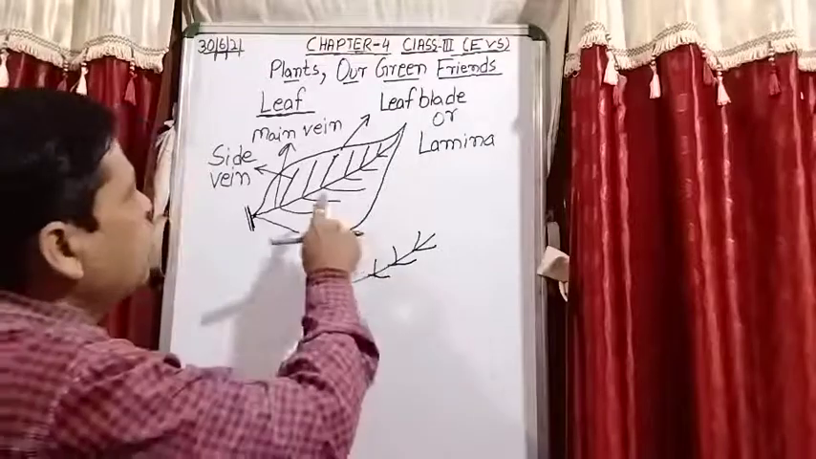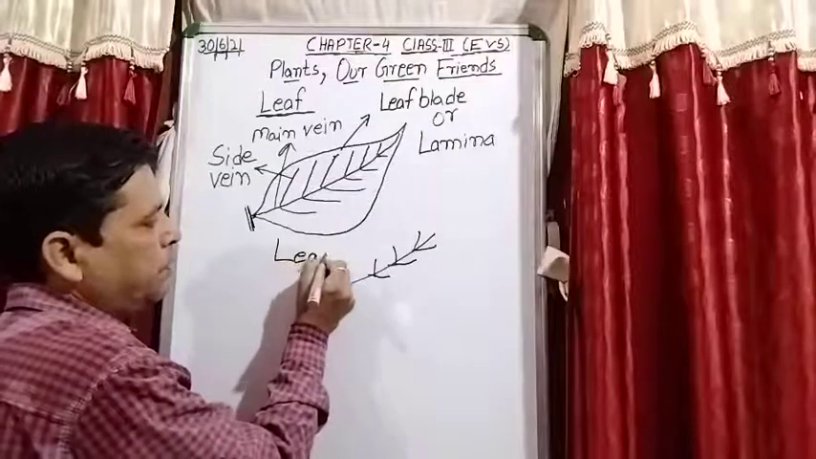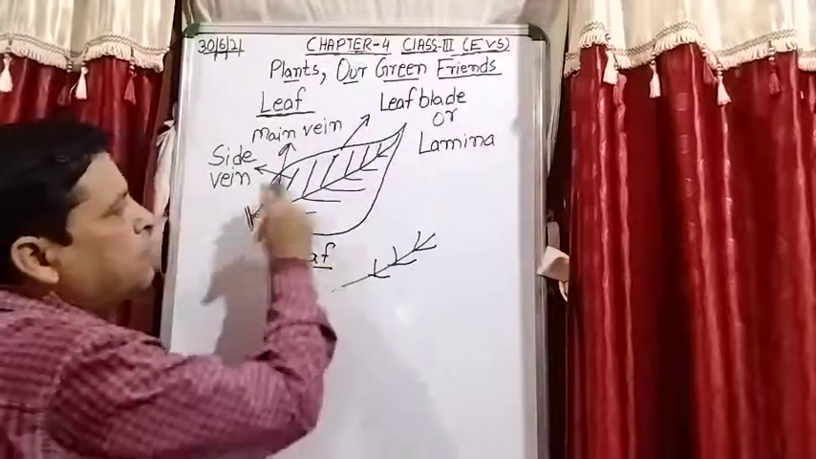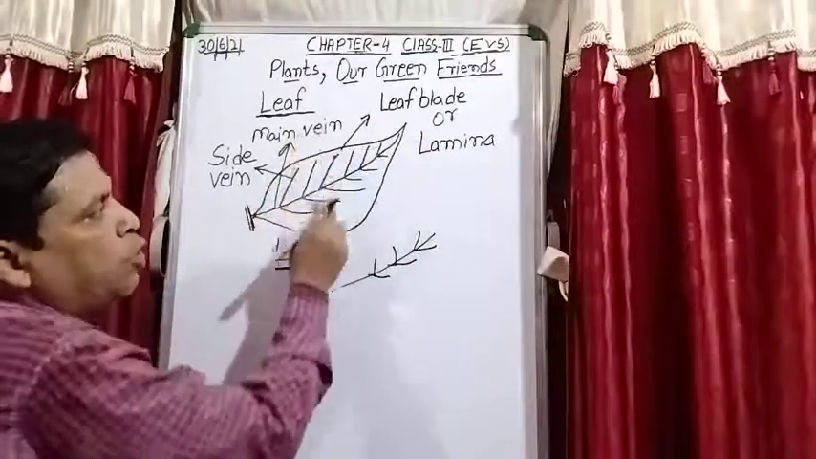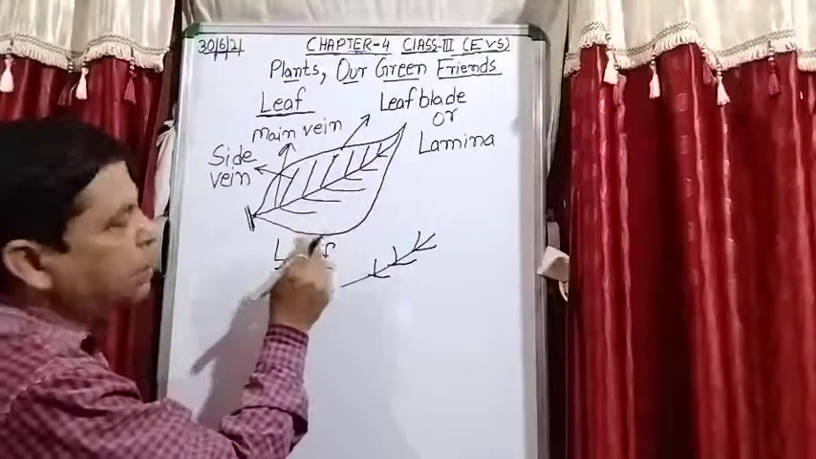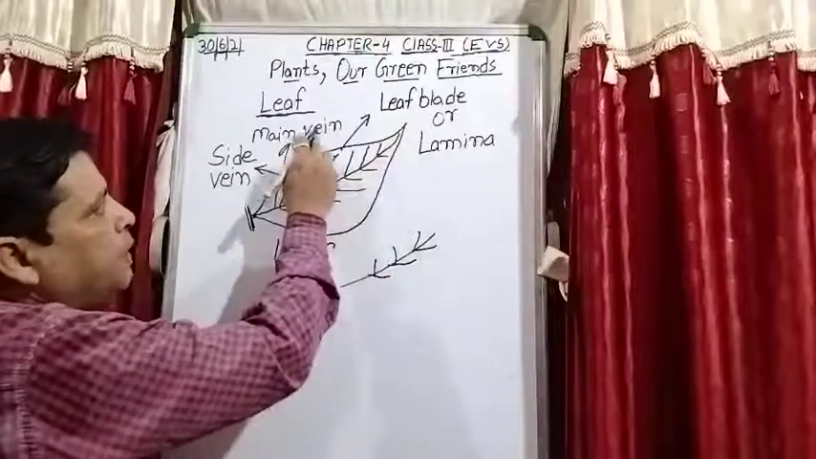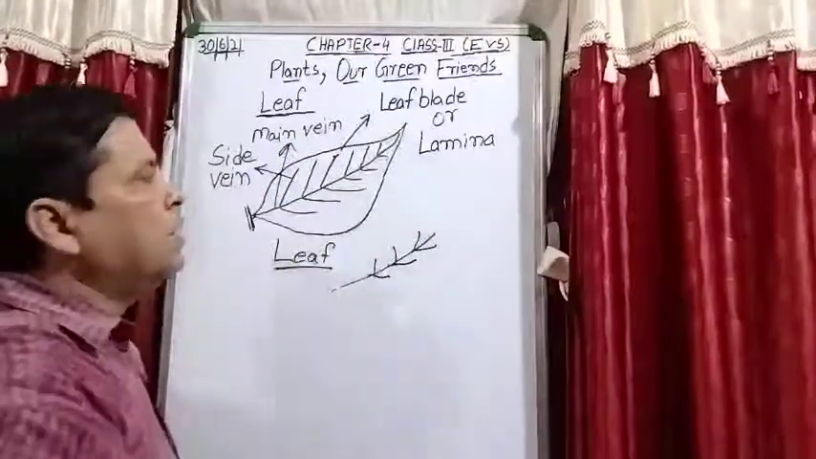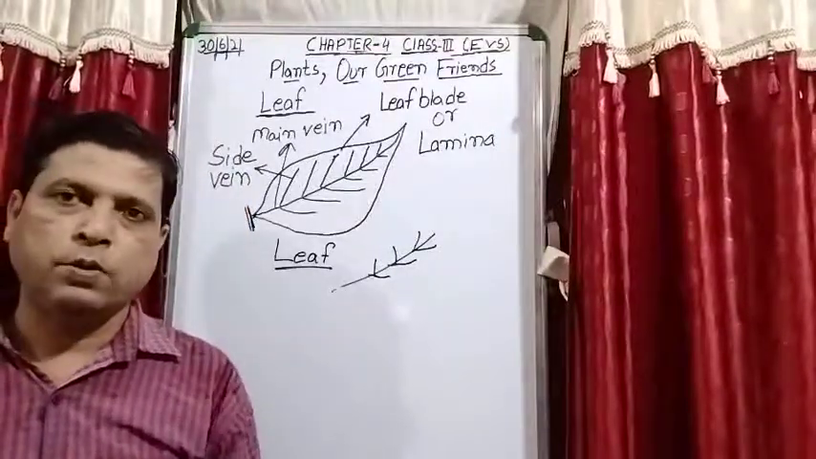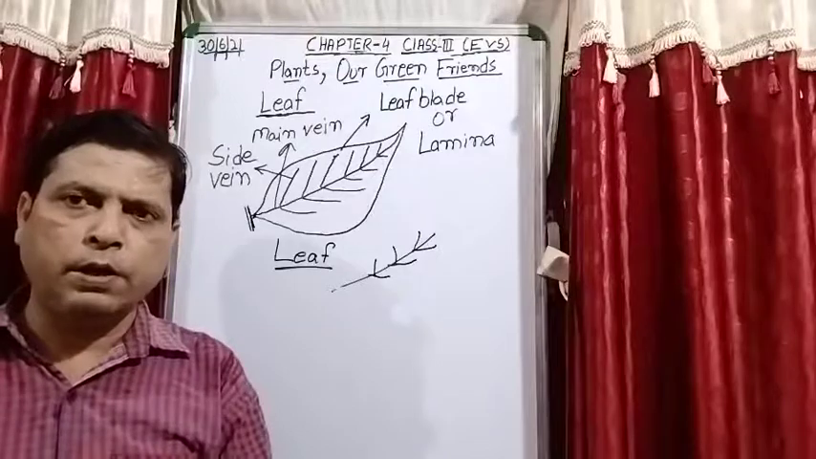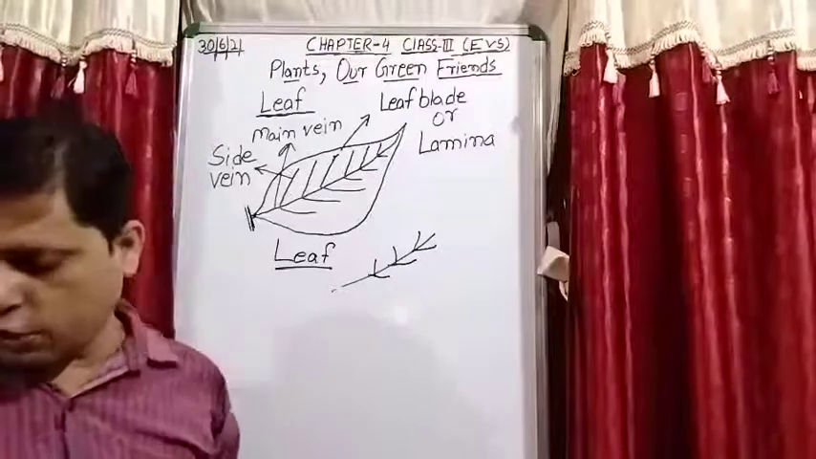Is it clear? So labeling of the leaf is, this is the structure of a leaf. So this is known as leaf blade. Center vein is known as main vein because side veins are attached to the main vein. So leaf blade or lamina, both are same, main vein and side vein. So this is the labeled diagram of a leaf. Okay, you can take a screenshot also.